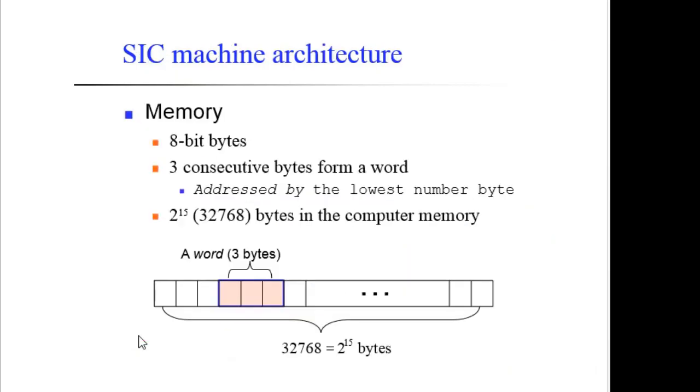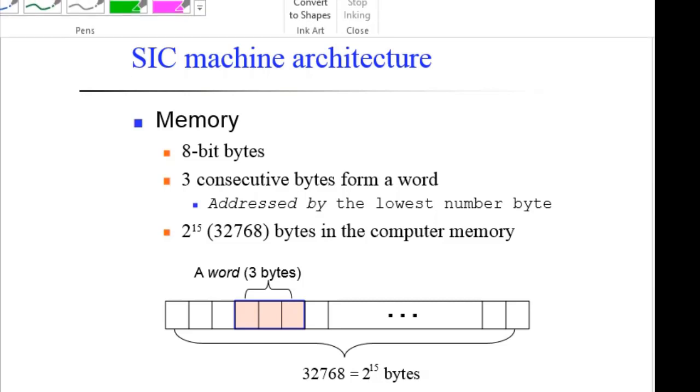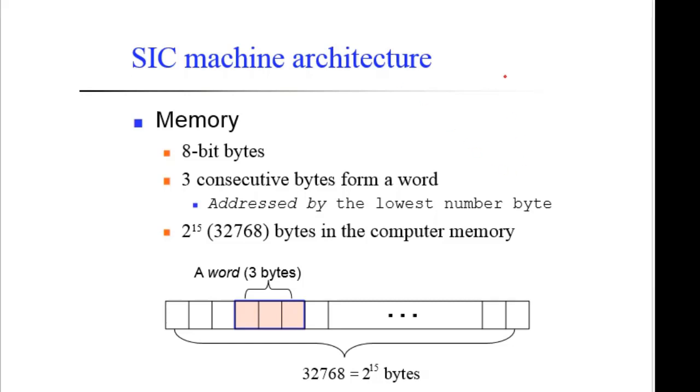Now coming back to our SIC machine, we will be studying these 7 dimensions. The first one being the memory. So what is memory? Memory is a storage; you can visualize the memory here. It is divided into bytes. We call it byte addressable. Consecutive 8 bits we call a byte, and consecutive 3 bytes we call a word.